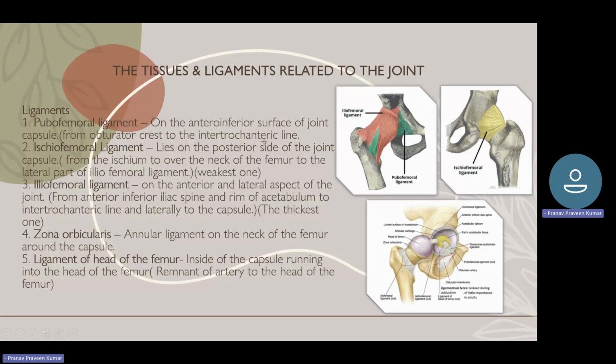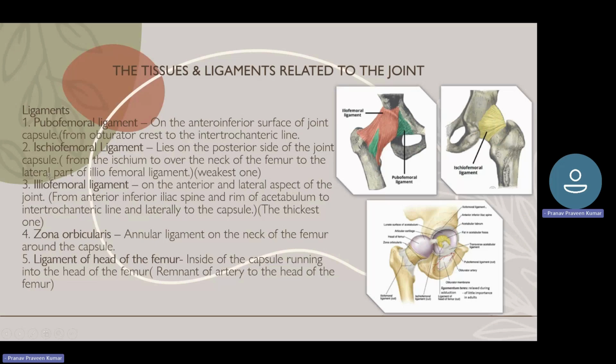And now the ischiofemoral ligament, starting from the ischium to the neck of the femur, but going around and it merges with the zona orbicularis in the front. We'll come to that later. And this is generally the weakest one out of the three main ones.